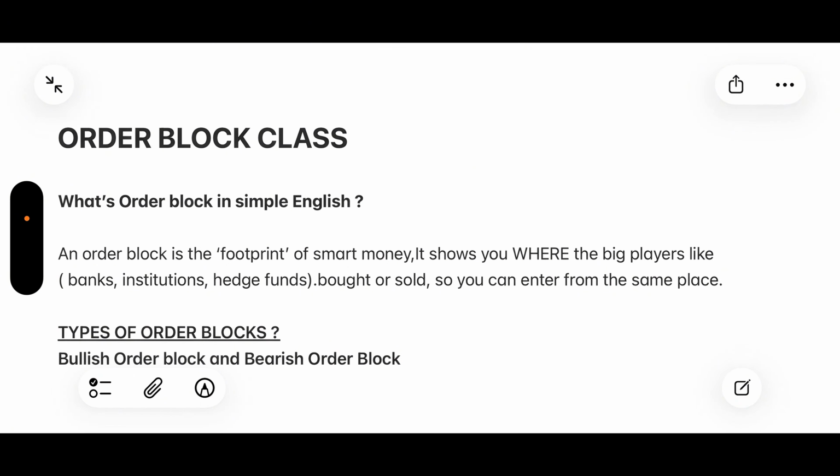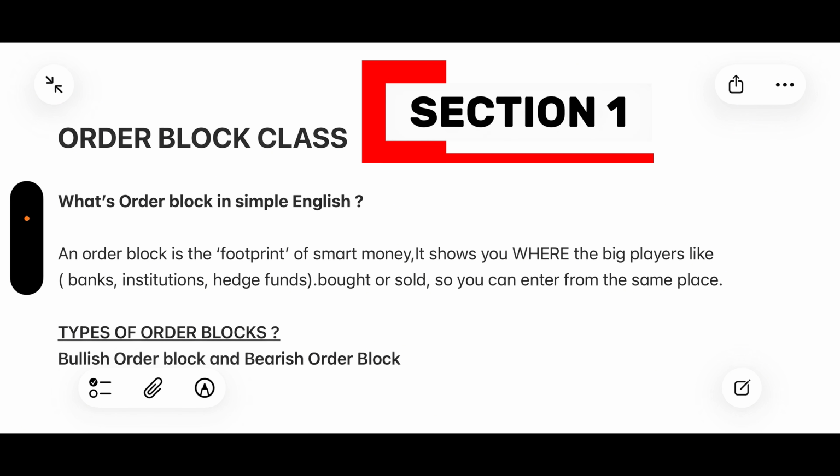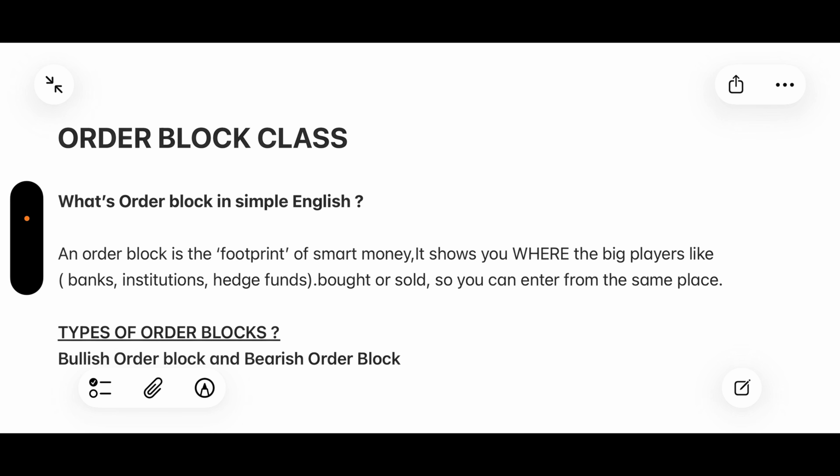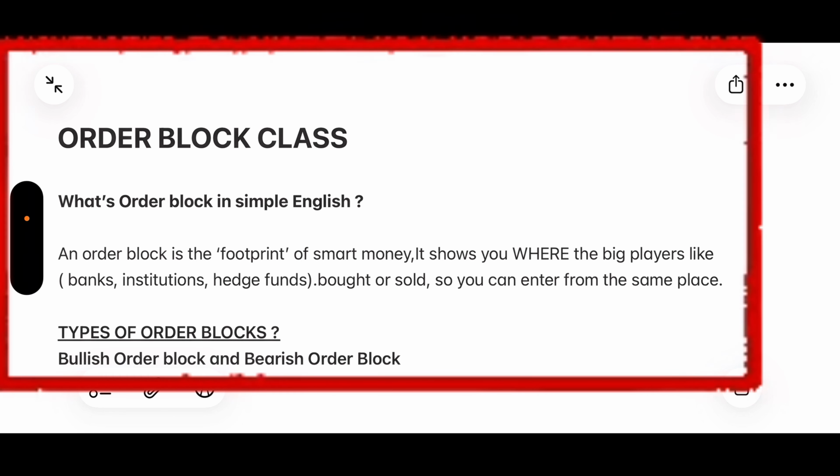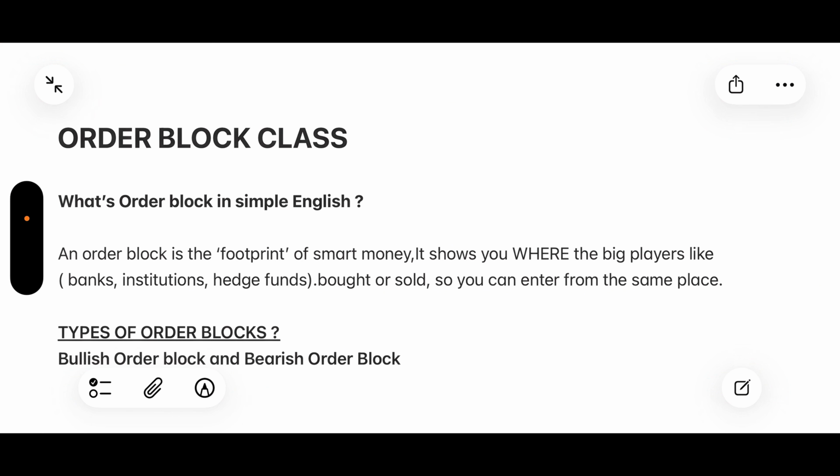So guys, I put this video in sections. So we are starting with section 1 now. What is a valid order block? What is an order block in simple English? An order block, as you guys can see my screen clearly, is a footprint of smart money. It shows where big players like the banks and institutions bought or sold, so you can enter from the same place.